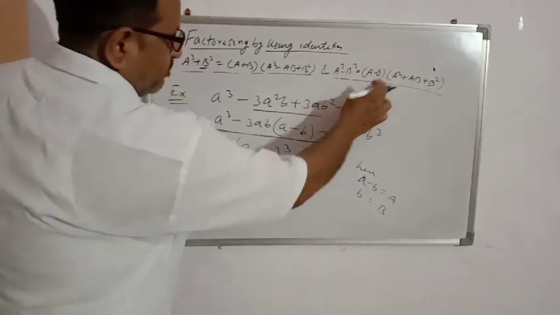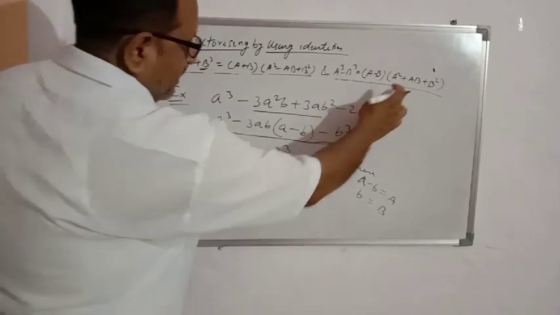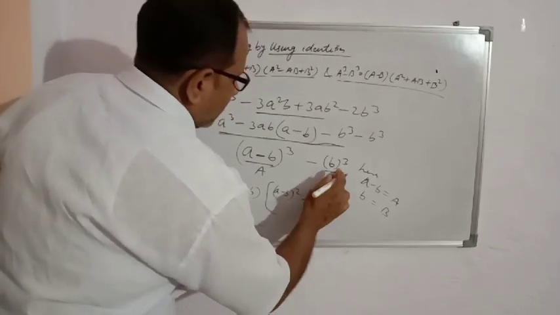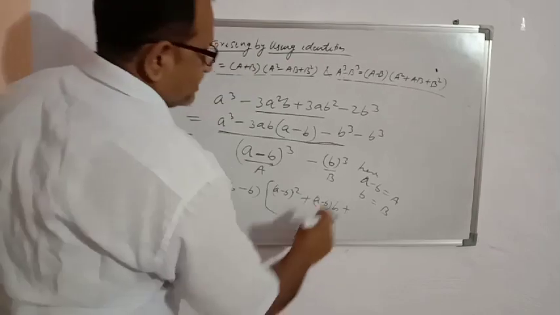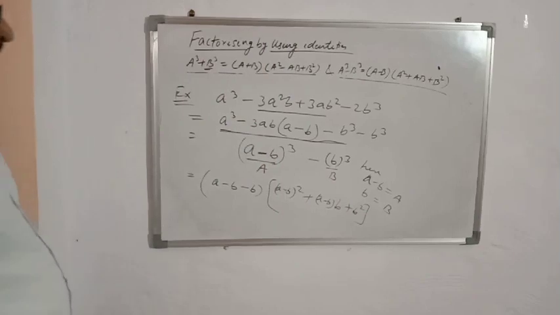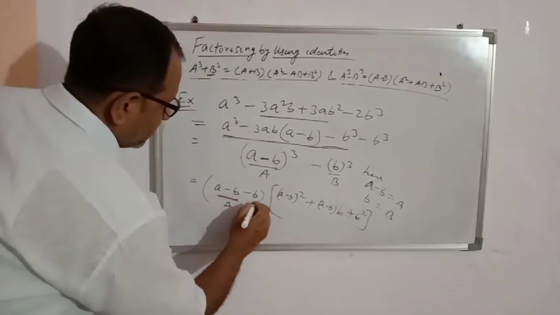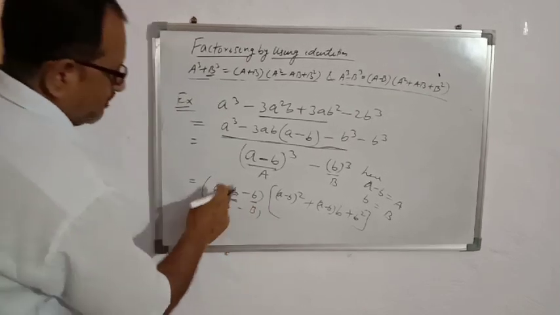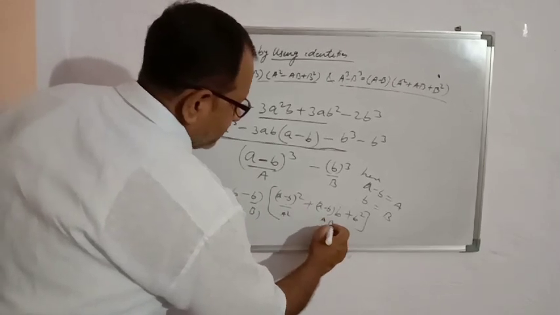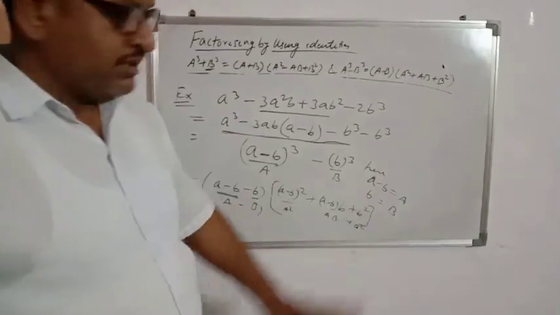In the next bracket we have to write a square, which means a minus b whole square, plus ab, where a is a minus b and b is small b, plus b square, which means small b square. So this part is A, this part is A, and this is B. In one bracket a minus b minus b, this one is a square, this is a into b, and this is b square.